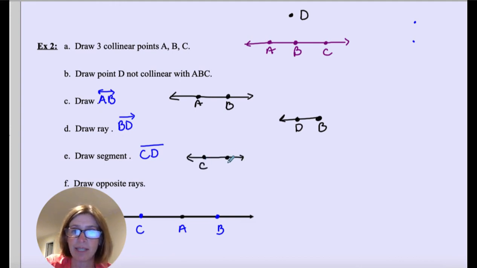Here's C, here's D. And there's a segment. Now you notice I put arrows at the end of them. If I use the segment symbol, then I don't want to put those arrows. I don't need to. Now I can, and can still describe CD with the symbol sign.